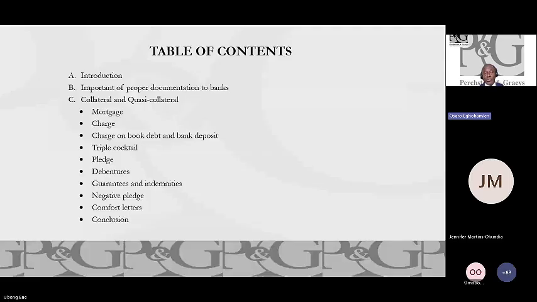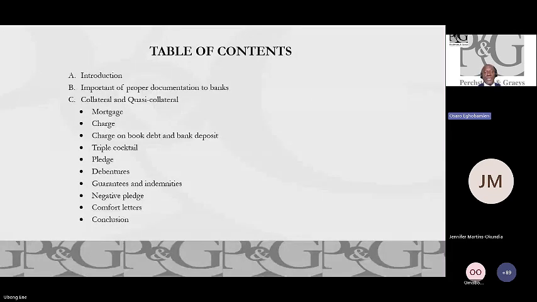I will focus on taking a charge over book debts as well as bank deposits. Those are things that we're not very familiar with. And I use those words advisedly when I say we're not very familiar with it. What I mean is that you would find in many documents an attempt to take a fixed charge over everything. The question is whether that could pass the tests and the criteria that has been specified in many of the cases. I'm going to spend a lot of time on that.